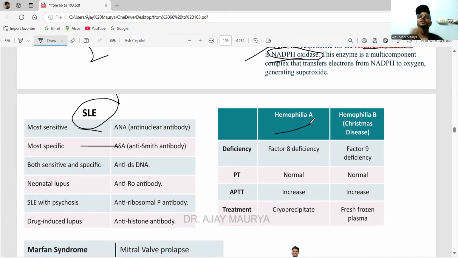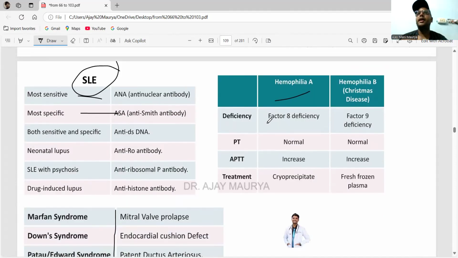Remember from here, hemophilia A, hemophilia B. Hemophilia B is also called Christmas disease. Deficiency of factor 8 for hemophilia A, and factor 9 for hemophilia B. Just remember B is 9.